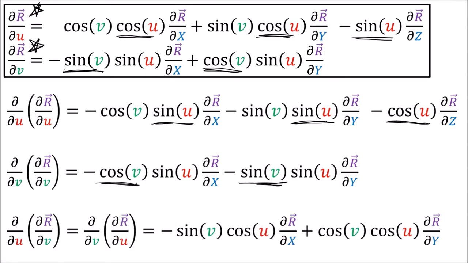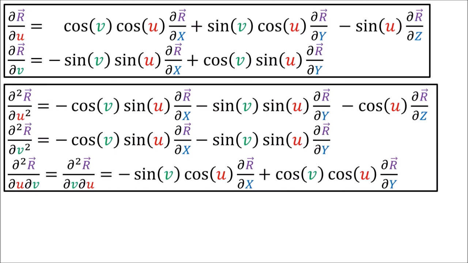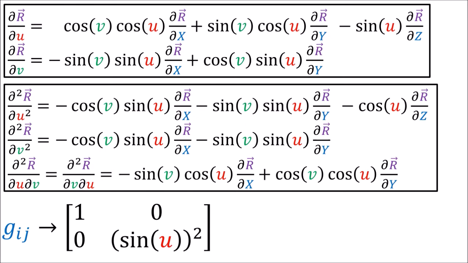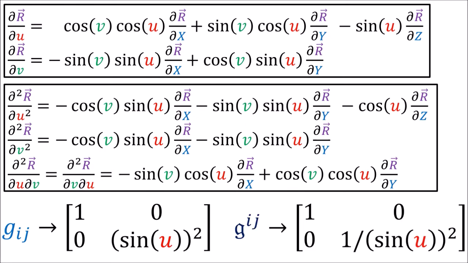And finally, for the mixed second derivative of u and v, we can either do this or do this, because the order of differentiation doesn't matter. And either way, you'll find we get this formula. So we have everything we need to compute the Christoffel symbols. We have the first derivatives, the second derivatives, and the metric tensor. And since the metric tensor is diagonal, we can easily get the inverse metric tensor just by taking the reciprocal of all the matrix elements like this.